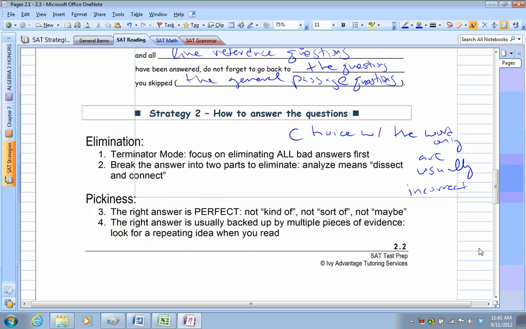And the right answer has to be perfect. It's got to be perfect, not kind of, sort of, and don't twist it. And there's going to be multiple pieces of evidence to back it up. For example, 18 said A. What was your evidence in the passage to make you say A for number 18? What did he mention in the passage that made it seem that the bats were useful? Yes, perfect. That's your evidence, and you backed up the answer. So that's very important for these kinds of questions.